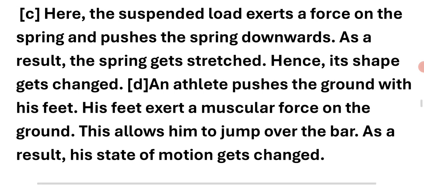Right answer. An athlete pushes the ground with his feet. His feet exert a muscular force on the ground. This allows him to jump over the bar. As a result, his state of motion gets changed.